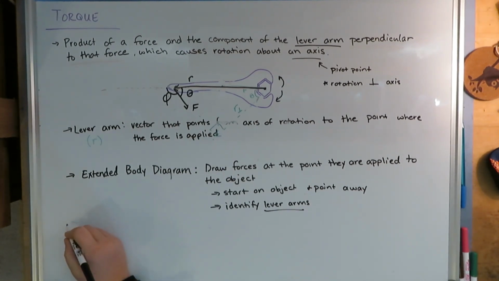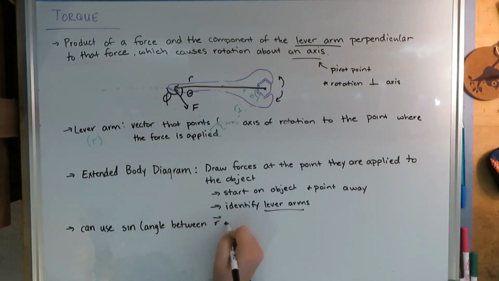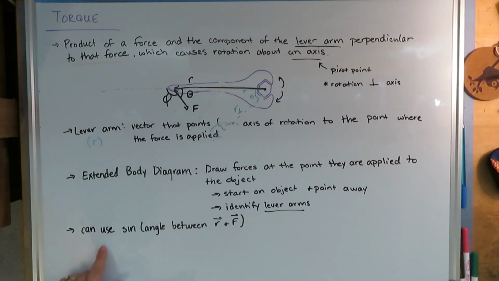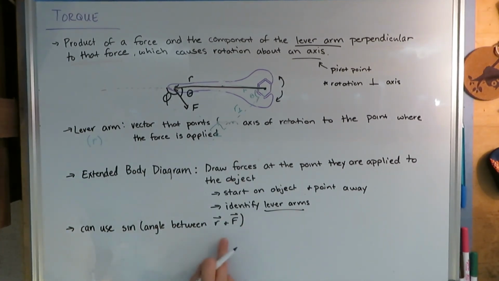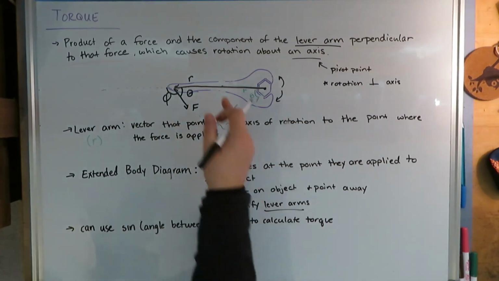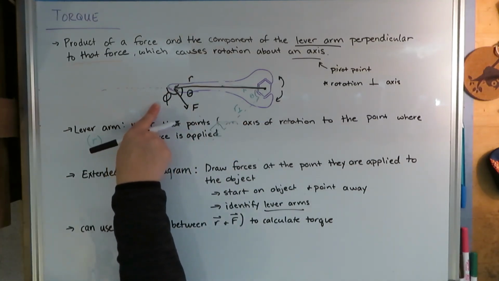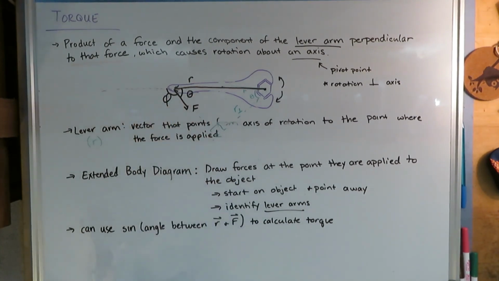then you can always use sine theta, sine of the angle between R and F. So you can always use sine of the angle between R and F to calculate torque, as long as you're always using the angle between R and F. Because if I take the sine of this angle and I take the sine of that angle, I am going to get the same value, because those angles are complementary to 180 degrees.